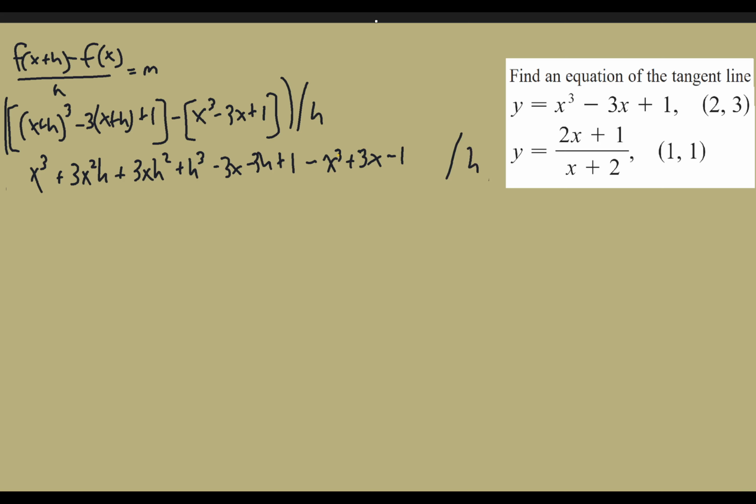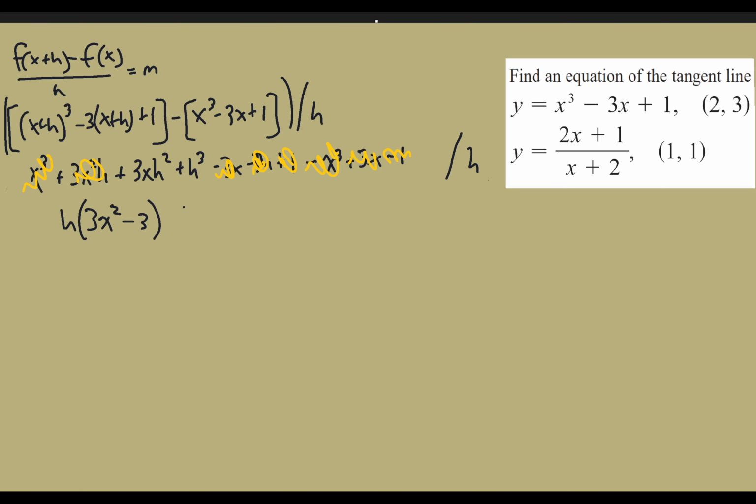We have a minus x cubed and an x cubed. We have a 3x and a minus 3x. There's a plus 1 and a minus 1. Is there anything else that comes out of this? There's an h there. And there's an h here. So I think I will write that out as h times (3x squared minus 3). I think that works. That takes that and that one out.